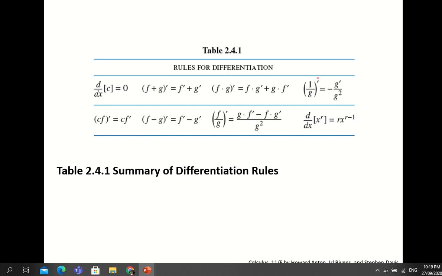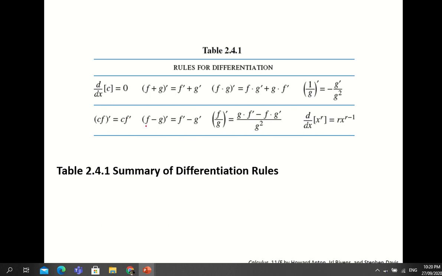And we have another scenario, something like this: if you have the derivative of 1 over g, this is equivalent to the negative of g prime divided by g squared. Remember this. This is very important. Then another one is that if you have the derivative of c times f, or the product of c and f, it is equal to c times f prime. So this is the constant multiple rule.